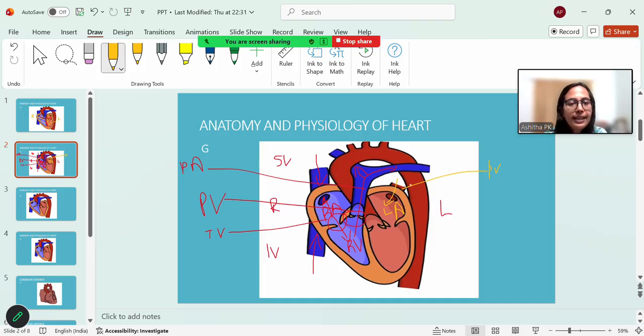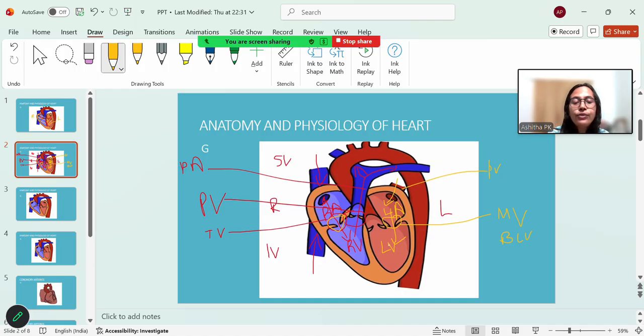The lungs send blood to the left atrium, and from the left atrium the blood is pumped to the left ventricle. This is the left ventricle. Here there is also one valve, known as the mitral valve or bicuspid valve. This is the tricuspid valve, and this is the bicuspid valve or mitral valve.